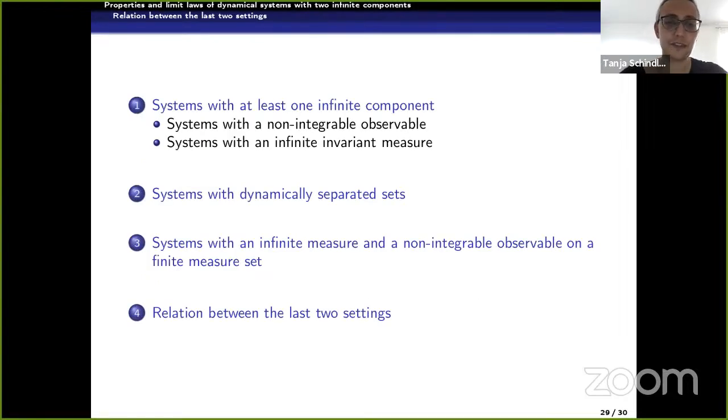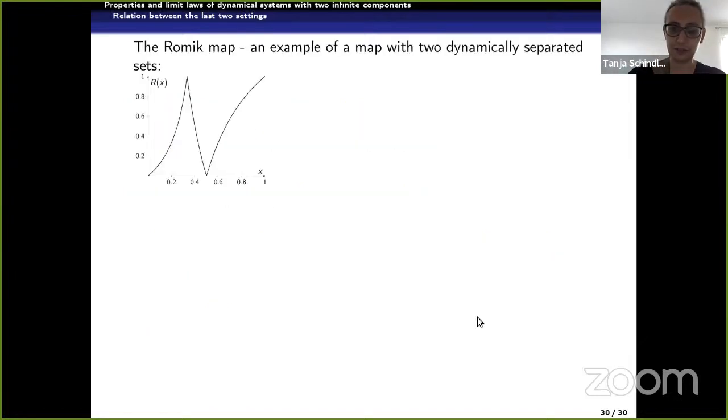And lastly, I introduced you to two different settings, basically the dynamically separated sets and the setting where we have a non-integrable observable on a finite measure set and infinite measures. So why did I actually do this? I wanted to give you some relations.